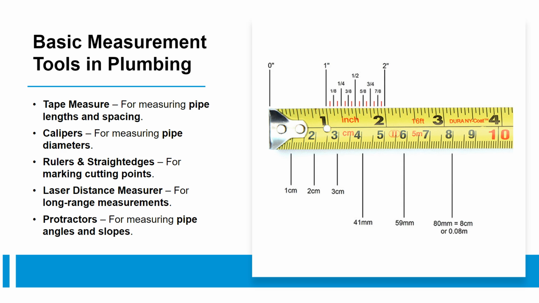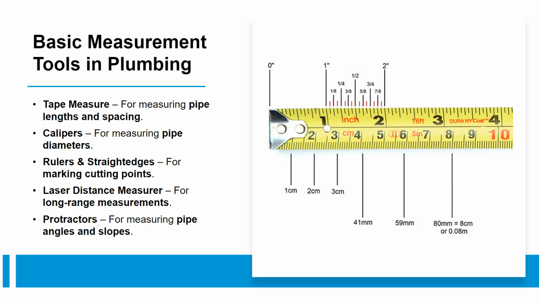Calipers. Need to check pipe diameter. Calipers give you precision, especially when you're matching fittings or checking whether a pipe is internal or external fit. Get into the habit of using them, especially on unfamiliar materials or imported pipes. Rulers and straight edges. These help you mark straight cutting lines on pipes or alignment lines on walls. They're simple but powerful. A crooked cut can lead to leaks, bad joints, and even failure of the entire system.